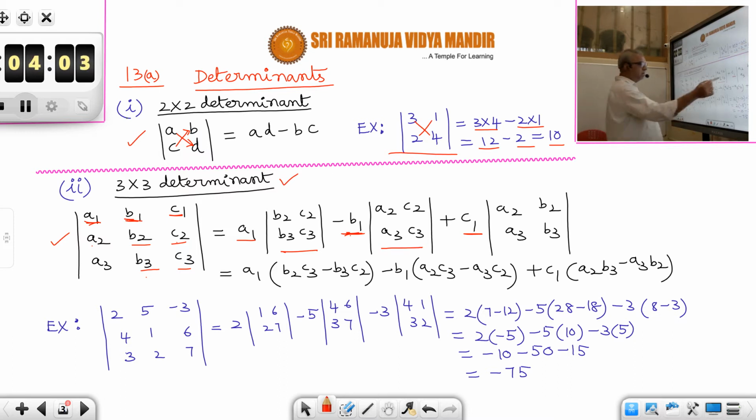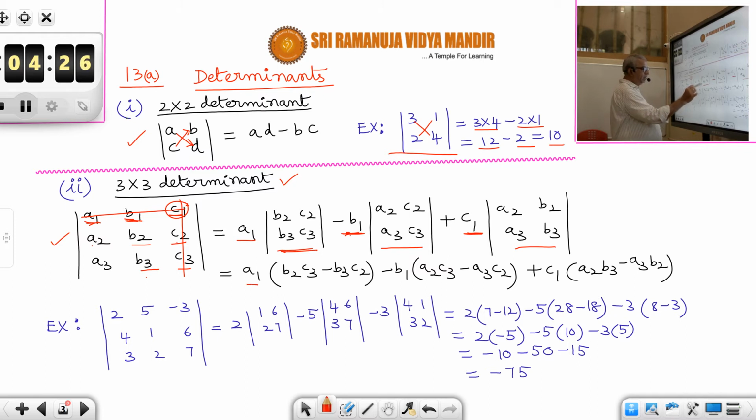Plus, similarly for the last element C1 also. C1 is in which column? Third column. C1 is in which row? First row. So remove the first row and third column also. What are the elements remaining? A2, B2, A3, B3. That 2 by 2 determinant you have to take. Then afterwards you know how to expand the 2 by 2 determinant.